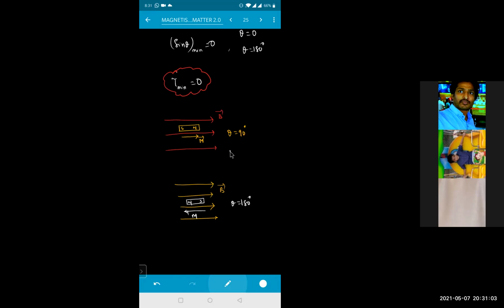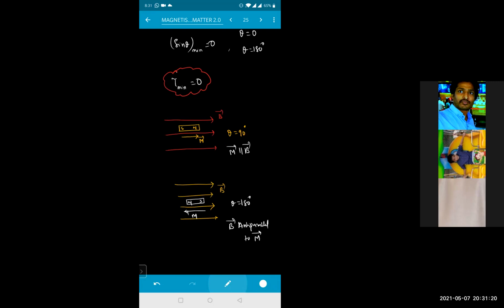Here the magnetic moment is parallel to the magnetic field. Here the magnetic field is opposite, what do you call that one? Anti-parallel to your magnetic moment. Is it clear?